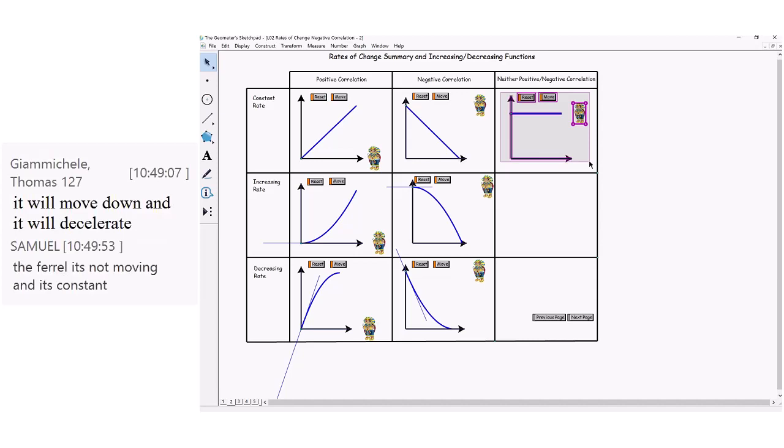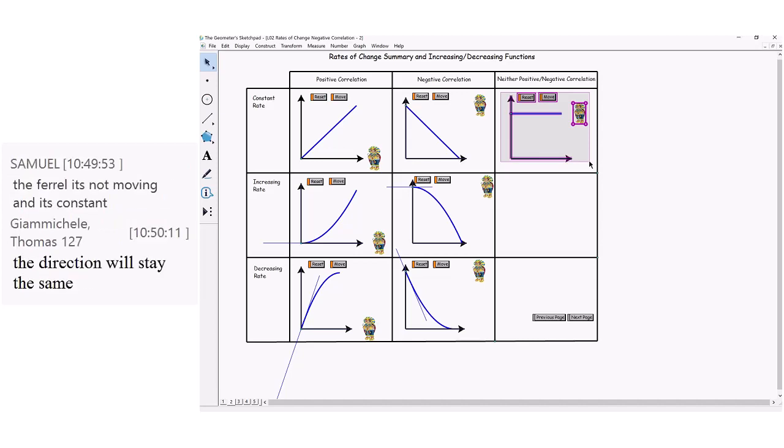So we'll take a look at correlation. The correlation is not positive, it's not negative. We have a horizontal line there. So that's going to indicate no movement, right? So the guy's not moving because we don't have positive or negative correlation. So the Pharaoh is going to stay put.